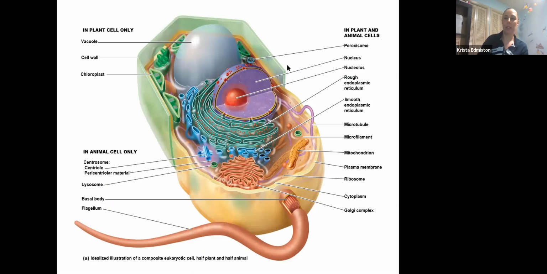This is just a generalized idea. This is supposed to be like a plant cell stuck together with an animal cell.